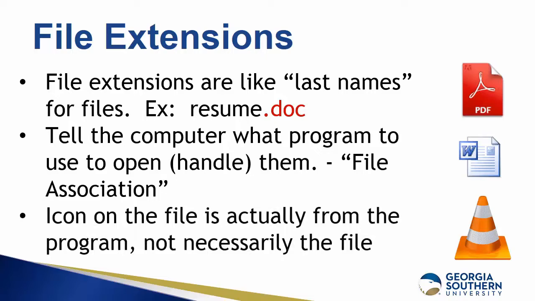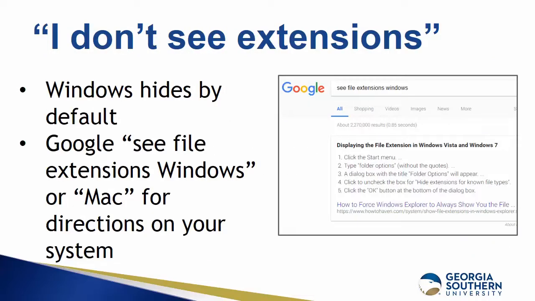So the icon of the file is actually from the program itself that's used to open it, not necessarily the file itself. So for an example, if you have a PDF file and it's .pdf, it may look like the red Adobe icon if you have Adobe Acrobat installed on your computer, and that's the program that's associated with PDF files. However, if you install, let's say, Foxit Reader, it has a different icon, and if you install that on your computer, all of your PDF files might suddenly have a different icon because the icon is associated with the program that's using them.